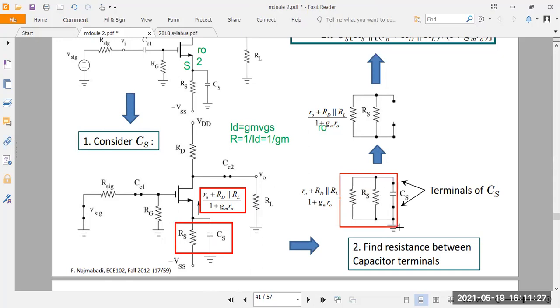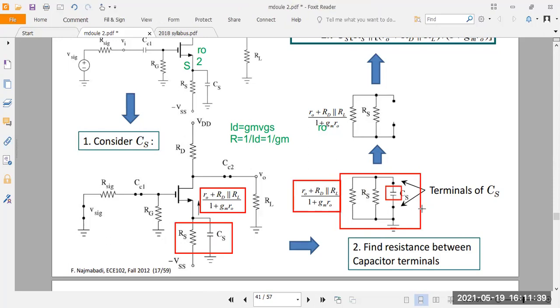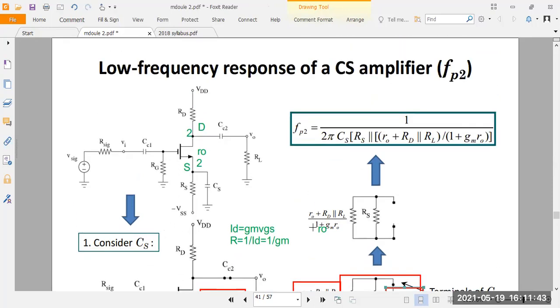Same thing, I write it in the equivalent diagram here. The R0 plus RD should be parallel with RL. That resistance should be parallel with RS, and RS should be parallel with CS. In the lower frequency response, this CS capacitance acts as an open circuit. So when it is an open circuit, these two are in parallel form. RS should be parallel with this resistance. Same thing is written here.